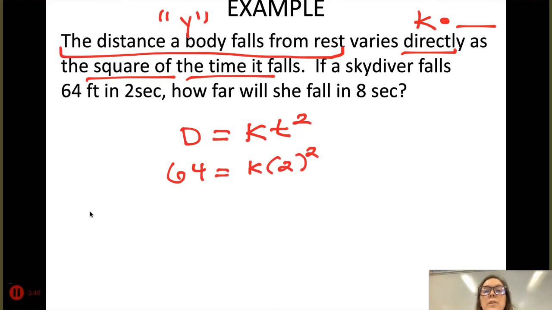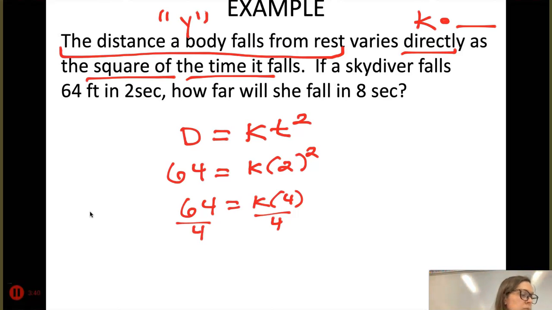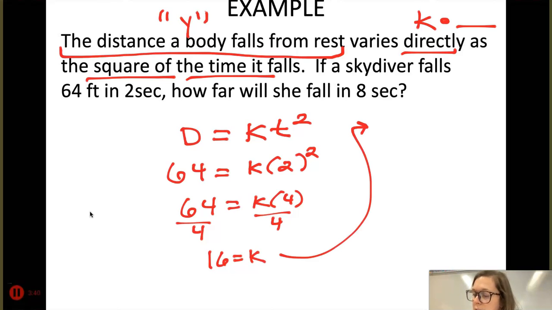Now we need to solve for our k. So 64 is equal to k times 4, dividing by 4, 64 divided by 4 is 16, is equal to k. So there's my k. So what's my new direct variation equation? Well, oops, not y, it's d. d equals 16t squared. So now I found 16. 16 is my constant. It's always going to be there. Now I can put in a new d, or I could put in a new t, and I come up with other answers.